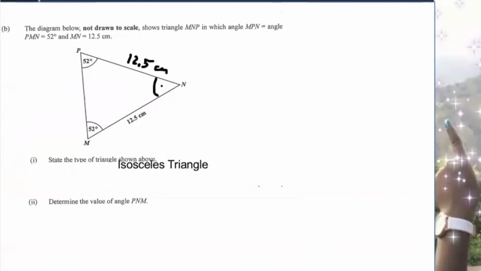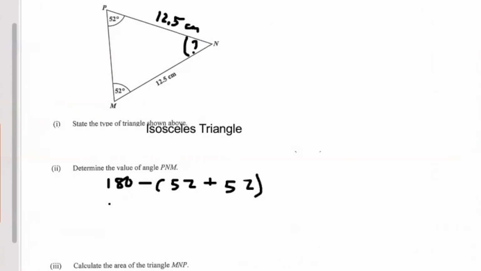Now, determine the value of angle PNM. This is the angle that we need to find. We know that in a triangle, the angles add up to give us 180, and we already have two angles. So we'll say 180 minus 52 plus 52. So calculating this, 52 plus 52 is 104. So I have 180 minus 104. That will give us 76 degrees. So the angle that's missing is 76 degrees.